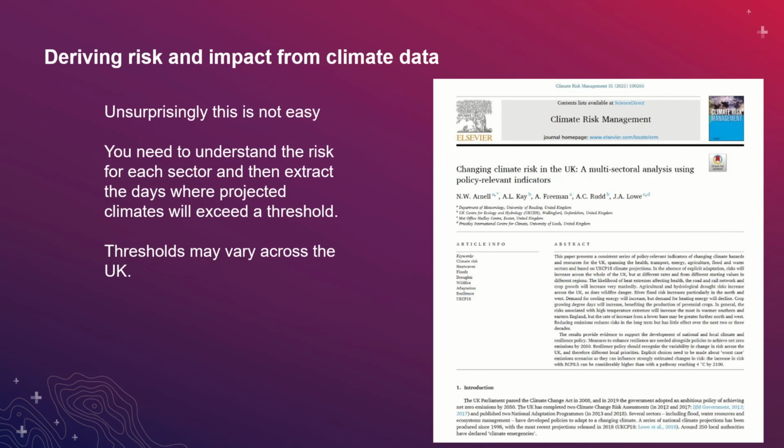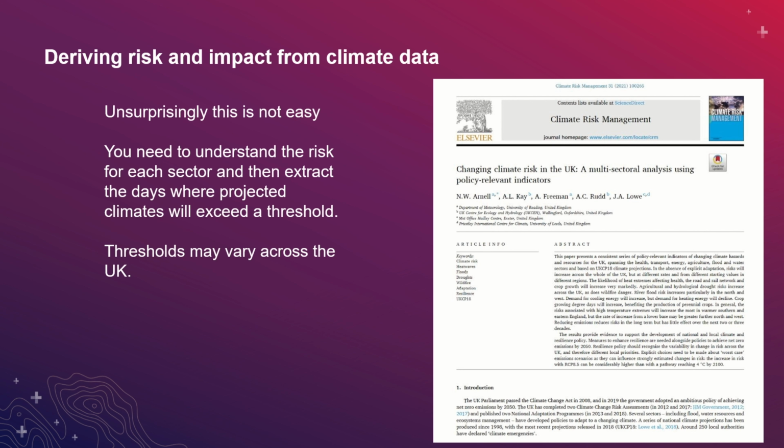Well, you need to derive risk and impact from the climate data, and unsurprisingly, this in itself is not easy. But fortunately, there's a paper that has looked at this. It was published in 2021, so quite recent, and it looks at changing climate risk in the UK. They've taken the UK CP18 data and they've calculated the risk from a set of sector indicators to create risk data sets which can then be applied by businesses or organisations to better understand the exposure to projected climate change.